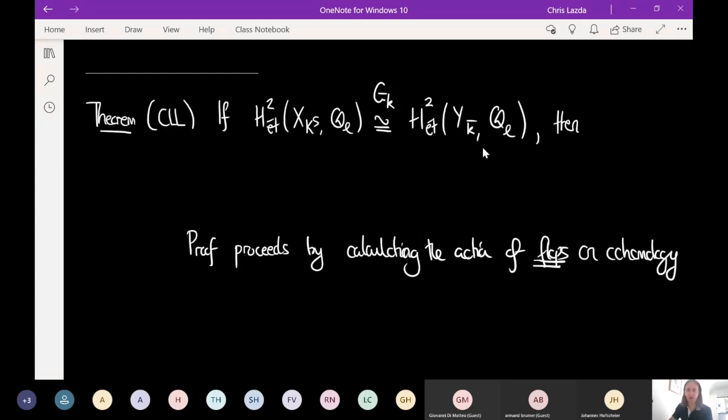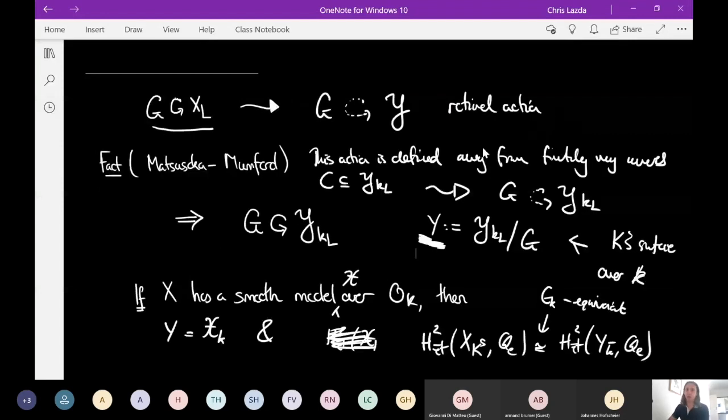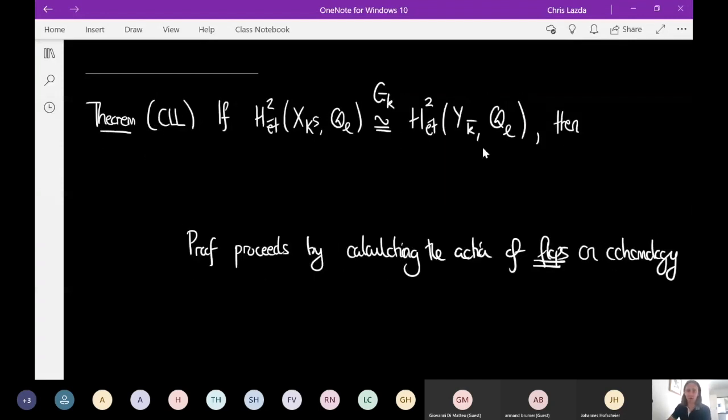And our main result is that the converse is true. I can always produce this Y, and if the cohomology of this K3 surface Y is isomorphic to the cohomology of the original K3 surface I started with, X, as Galois representations, then in fact X has good reduction over K itself. So without having to make this finite extension.